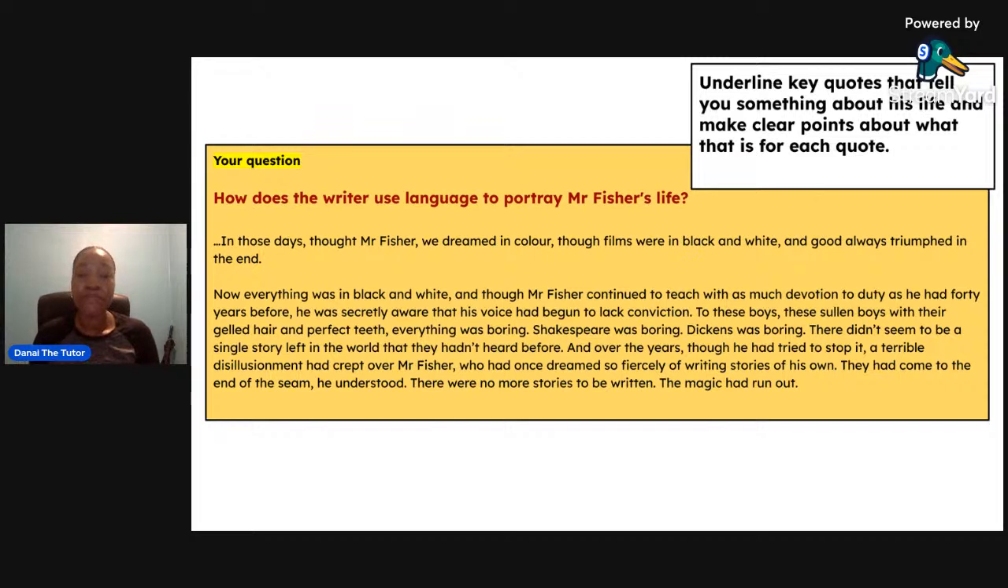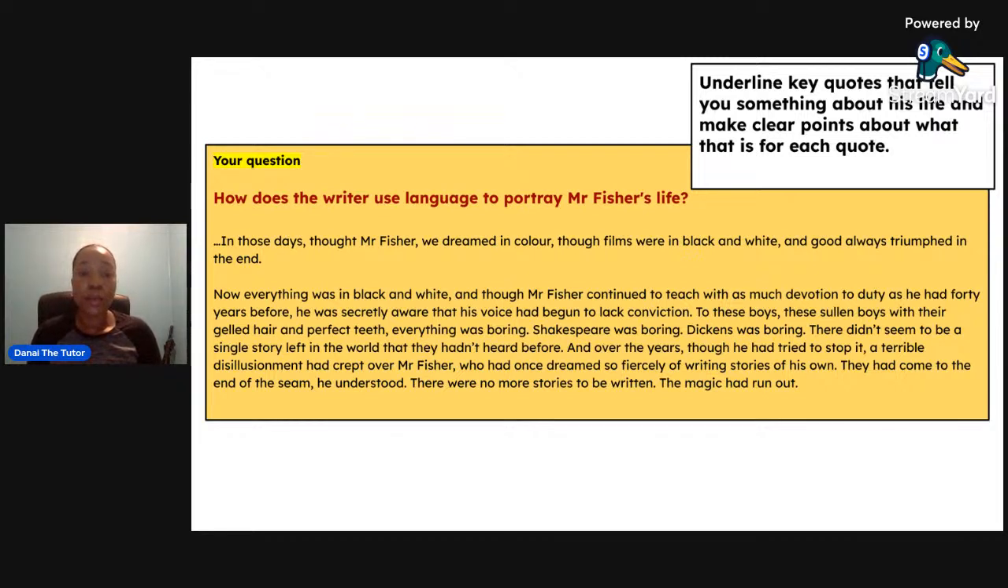So again, like I did with my example, think first about what tells you something about Mr. Fisher's life, okay? Don't jump in underlining something just because it's a metaphor or just because it's a simile. You're first of all looking for meaning, making sure you understand, okay?